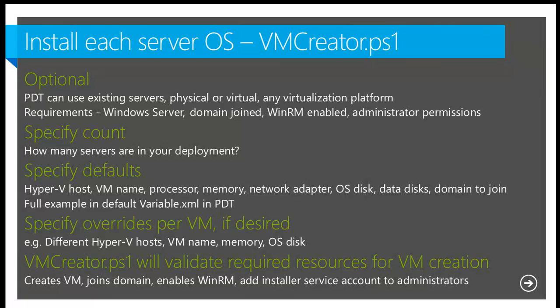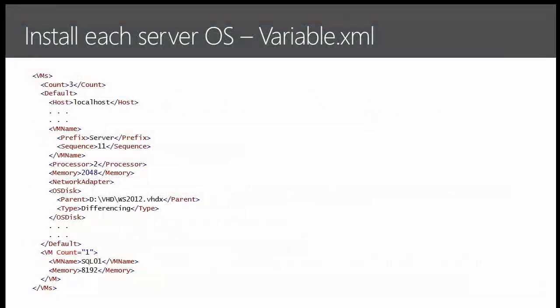What it actually does is it creates the VM either by copying a VHD or creating a differencing disk from a VHD, mounts that VHD and inserts unattended XML text into that. So during the startup of that and the sysprep of that VM, it will join a domain, it will enable WinRM, it'll add the installer service account. So by the time that VM or that set of VMs is running, everything you need to deploy against them should be ready.